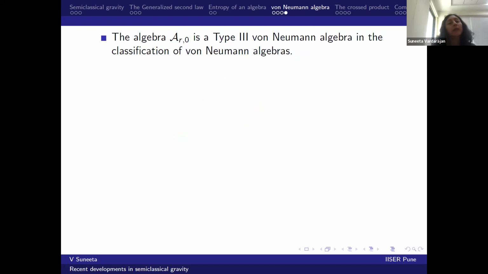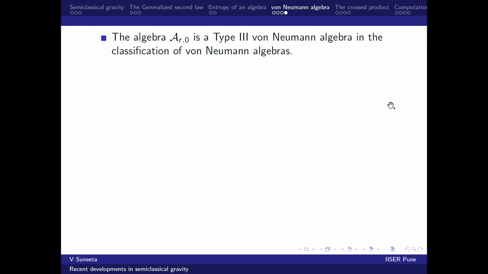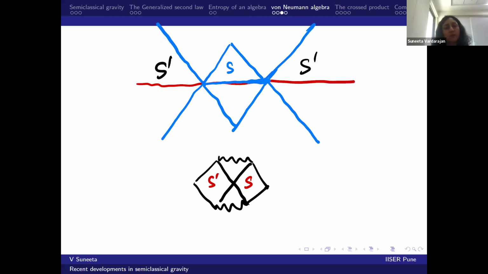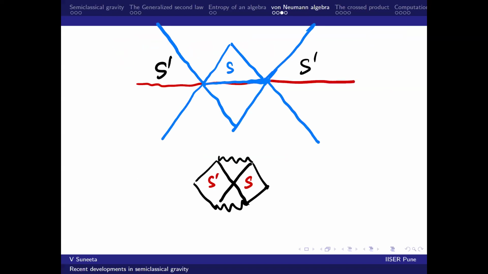Okay, so now let's get, yes, question. Sorry to interrupt you, there is a question in the chat box. Yeah, ask, sure. By Rajasmita. Yeah, so what do you mean by a bifurcation surface?